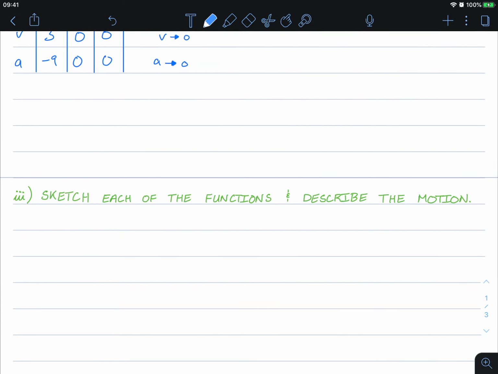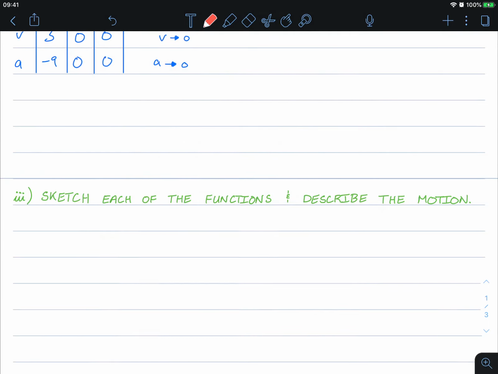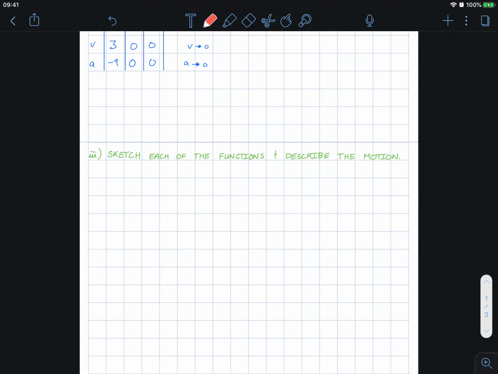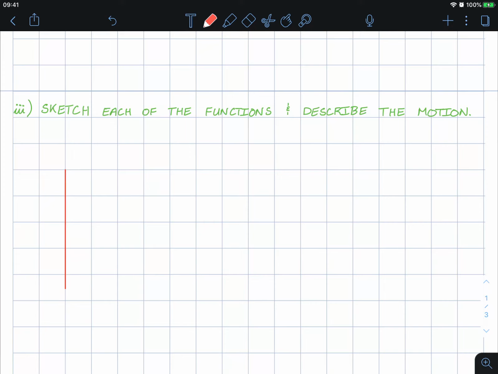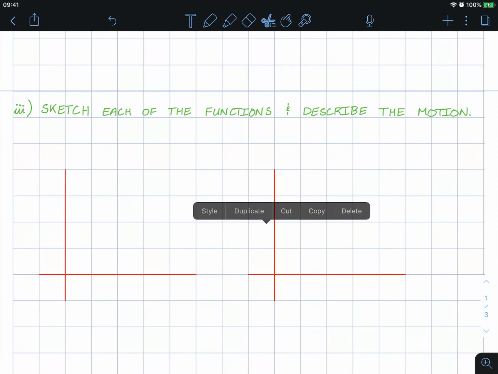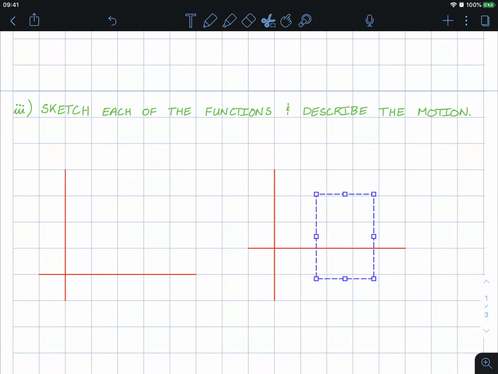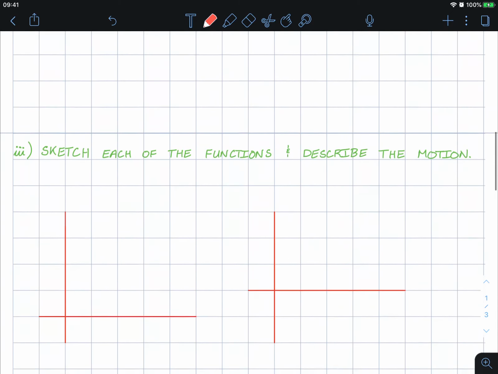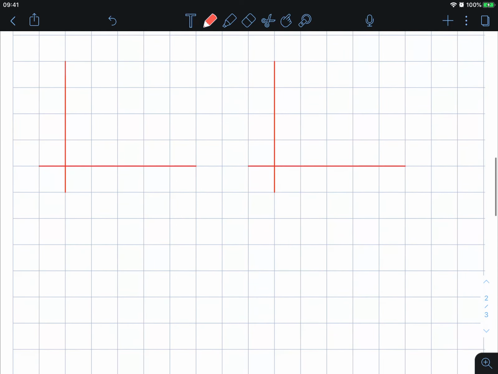Sketch each of the functions and describe the motion. Okay, for this we're going to need 3 different graphs. Here is my displacement. Here's my velocity. And I know I need more space in the negative region, oh, sorry, for acceleration, my mistake, because it begins at negative 9. Okay, so in that case, there we go. And lastly, acceleration. Let's duplicate this one more time.